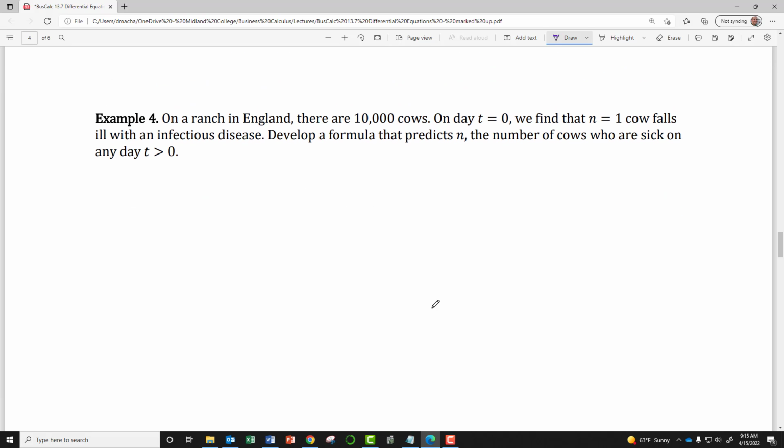Here's example 4. It says, on a ranch in England, there are 10,000 cows. On a certain day, which we're going to represent by t is equal to 0, so t is going to be time in days, we find that one cow falls ill with an infectious disease. So n is going to be the number of sick cows. We want to develop a formula that predicts n as a function of t.